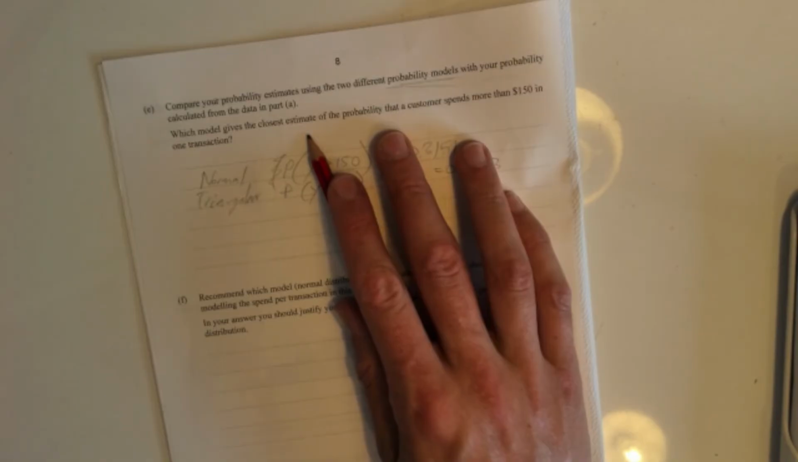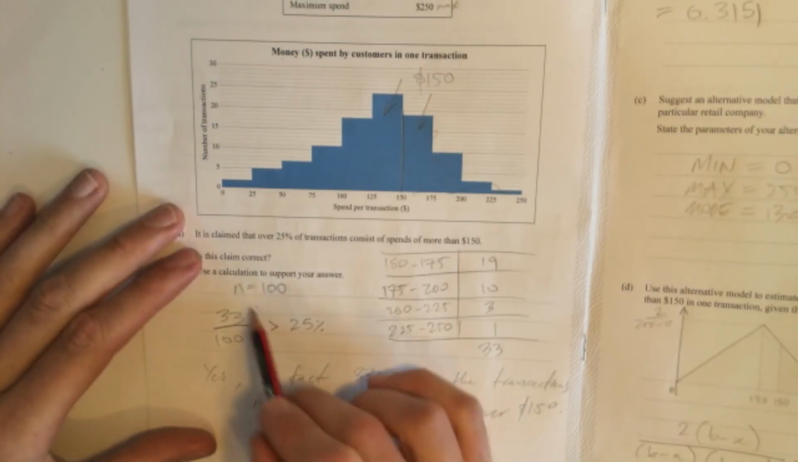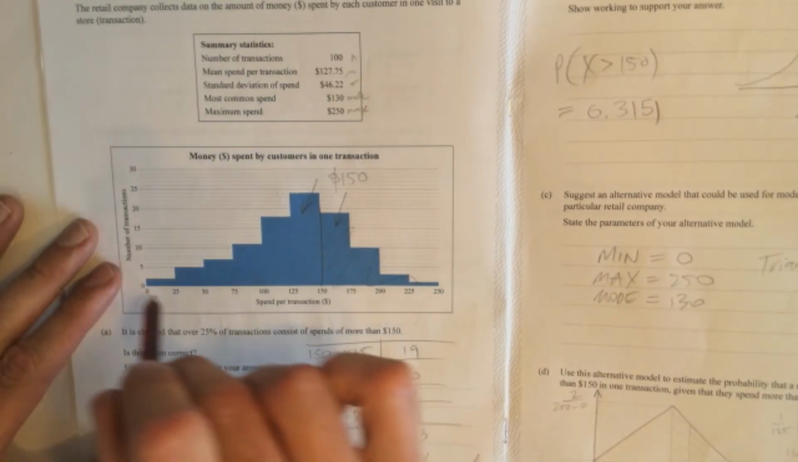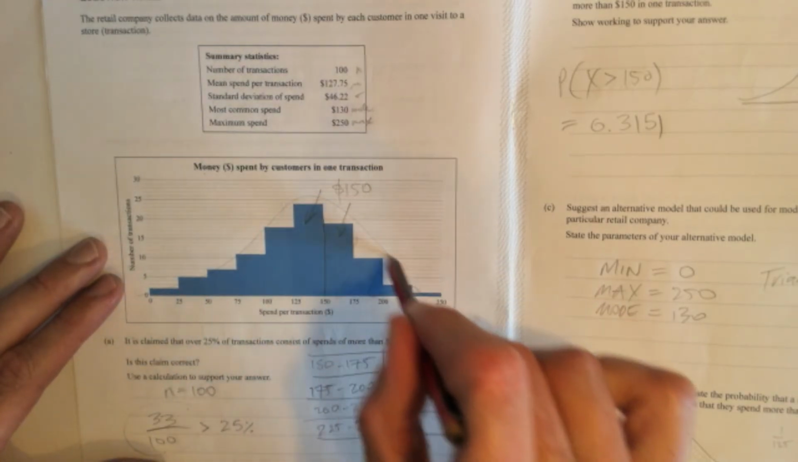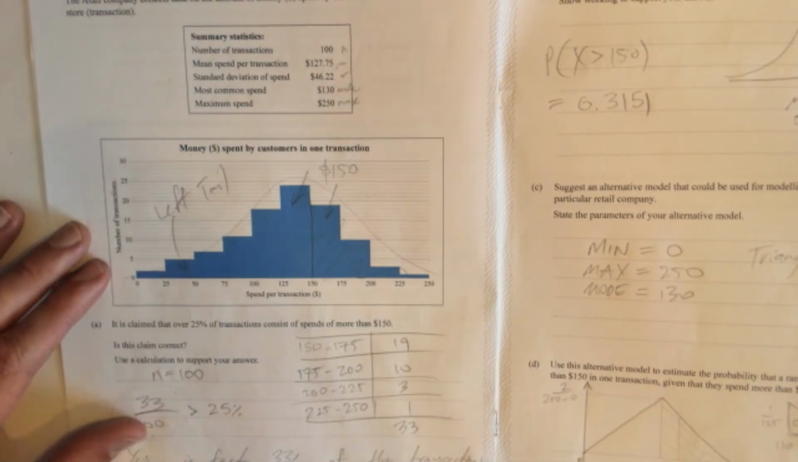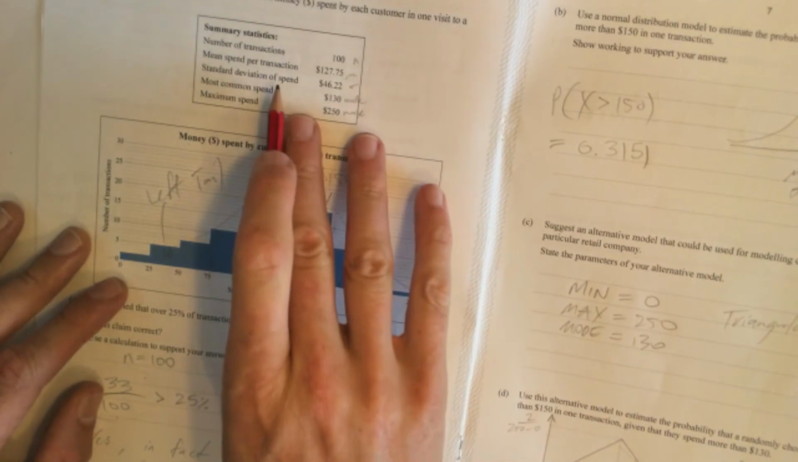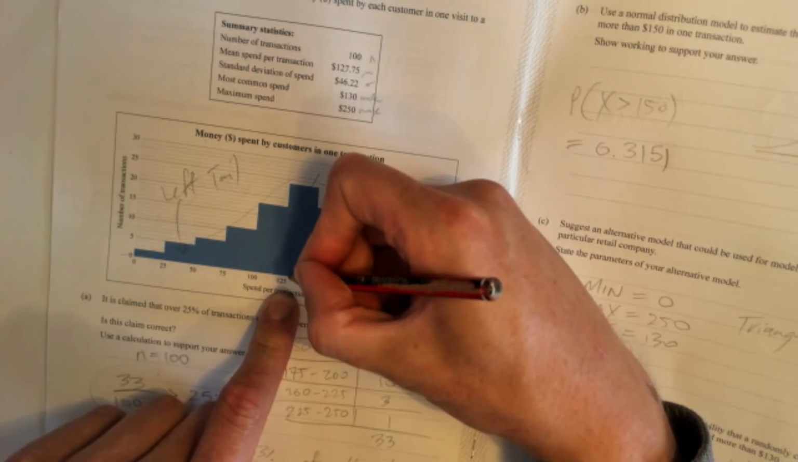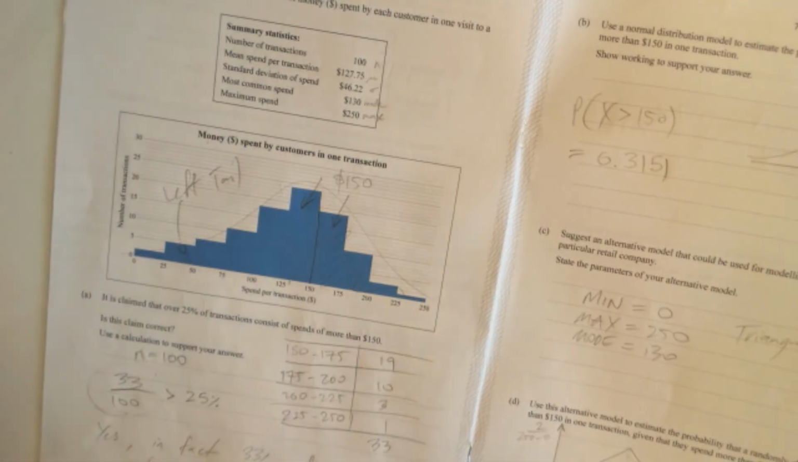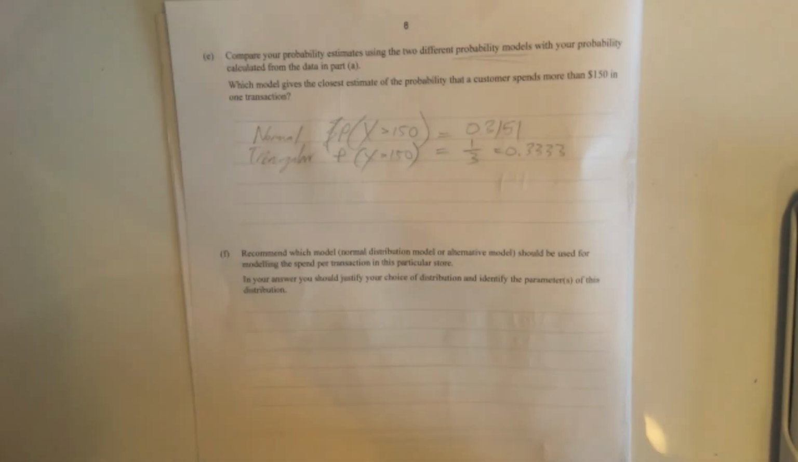Ugh, I don't know what they want. Do they want me to talk about comparing it to this number here? Because this is not normal. This is not like a normal distribution. It's got a left tail. What is the mean? 127.75. It's like somewhere here. What's the mode? 130. Oh, I don't know. That's a matter of opinion.